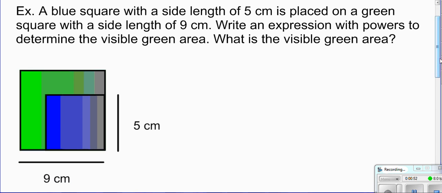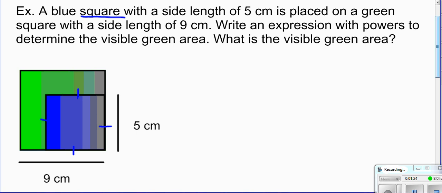Okay, so our first example says, we have a blue square inside of a green square. The blue square has side lengths of 5 centimeters. Now, keep in mind, if I'm telling you it is a square, all the side lengths are equal. So 5 by 5 by 5 by 5. And again, I'm not sure why on the smartboard it's looking more rectangle than square. But hopefully on your printout it looks more square to you. So anyways, a blue square with side lengths of 5 centimeters is placed onto a green square.